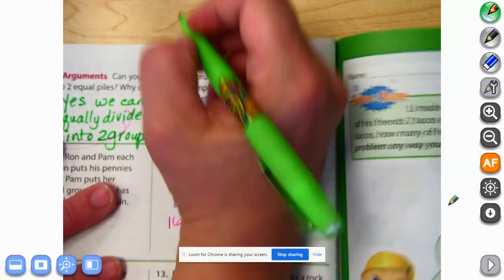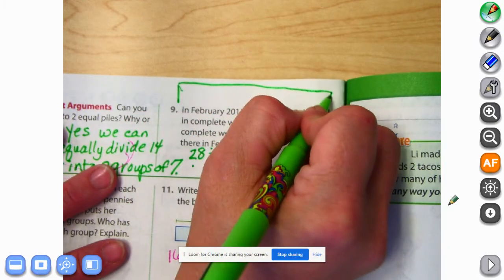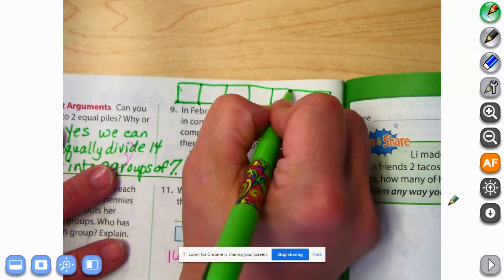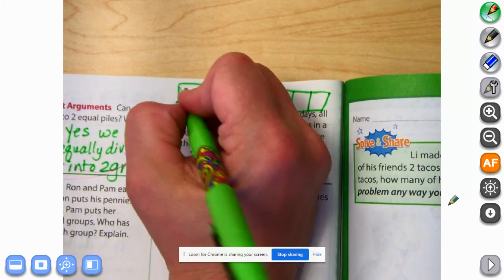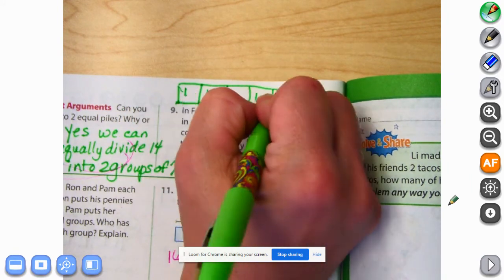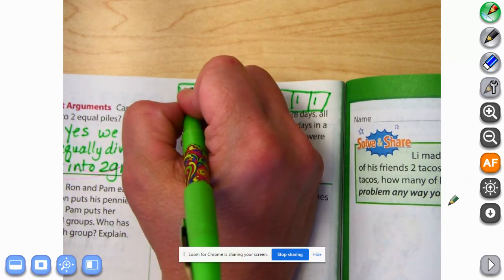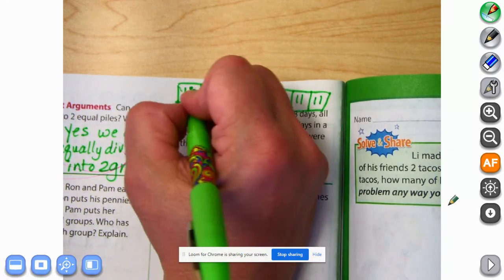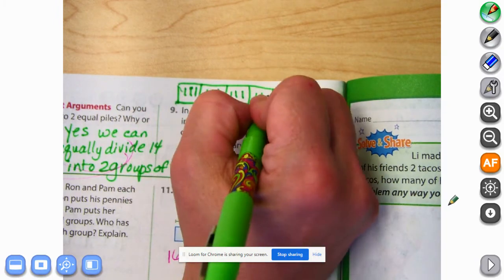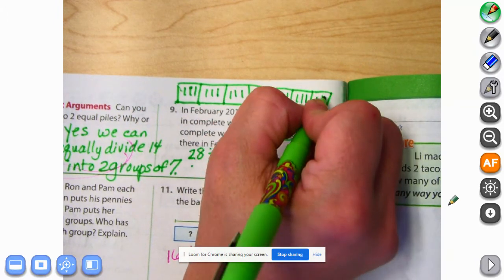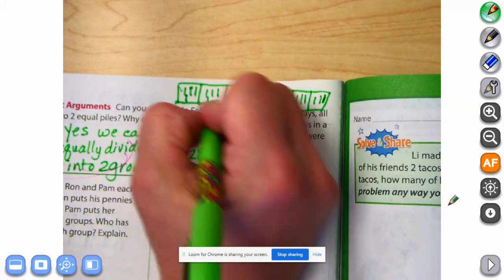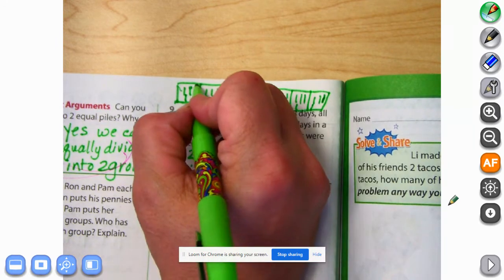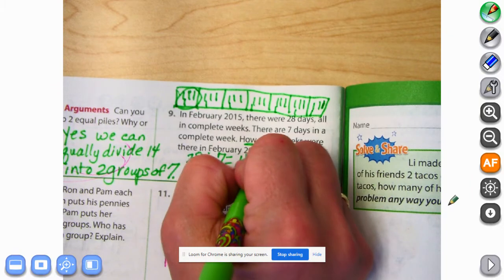Okay, so if we go up here and do 1, 2, 3, 4, 5, 6, 7. All right, 1, 2, 3, 4, 5, 6, 7, 8, 9, 10, 11, 12, 13, 14, 15, 16, 17, 18, 19, 20, 21, 22, 23, 24, 25, 26, 27, 28. If we count those up, we have 4 weeks.